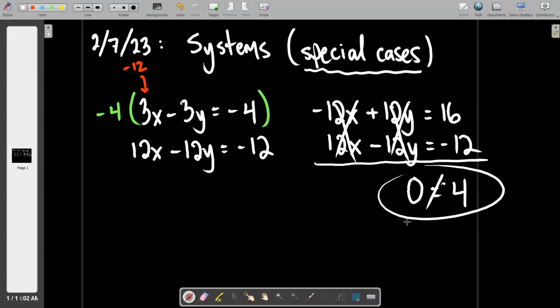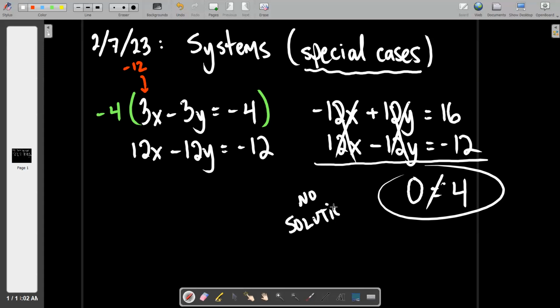And you can sit here for as long as you want, a billion years, and say, I'm going to try to convince myself that 0 can equal 4. 0 just doesn't equal 4. It's not an algebra question. It's just common sense. For that reason, this equation system is impossible to solve. Therefore, there is no solution.